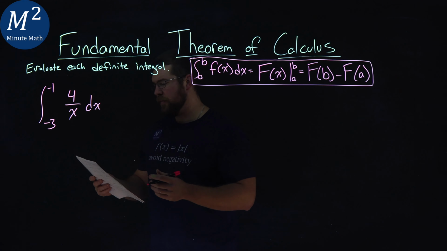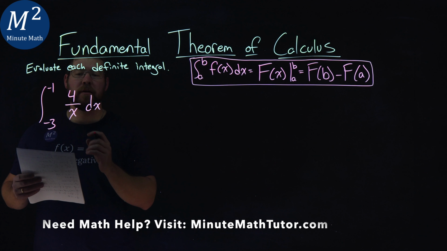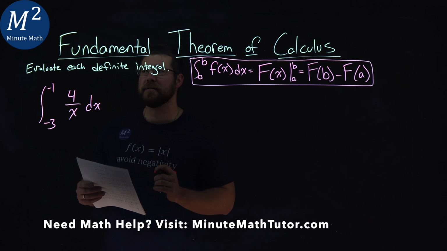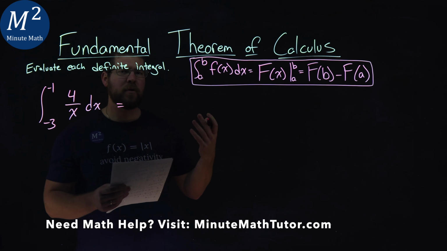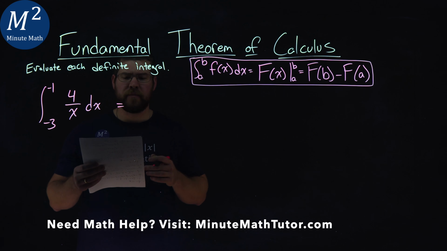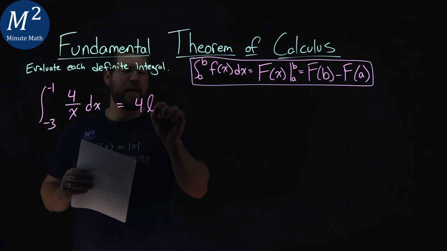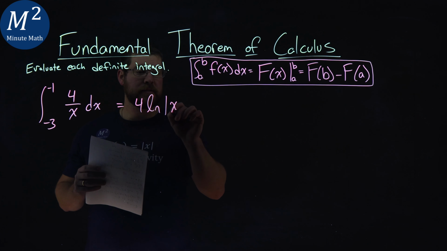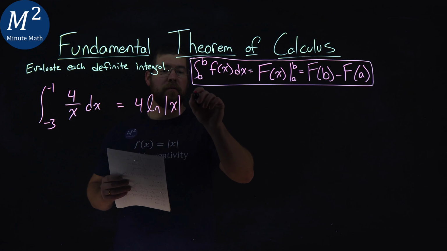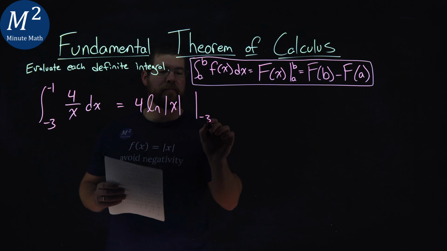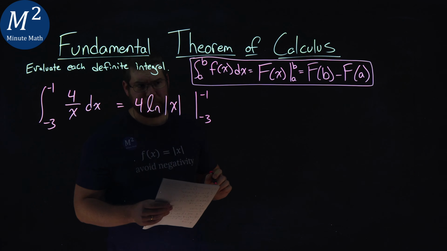We're given this problem right here, the integral from -3 to -1 of 4 over x dx, and we have to evaluate this definite integral. Well, what's the integral of 4 over x dx? Well, that just comes out to be 4 times the natural log of the absolute value of x plus c, but we're finding the definite integral, so it's from our a to b value here, which is -3 to -1.